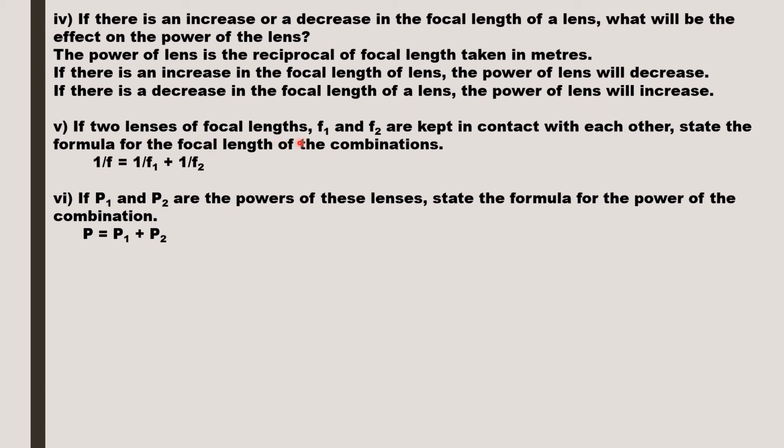If there are two lenses of focal lengths f1 and f2 and they are kept in contact with each other, state the formula for the focal length of the combination of the two lenses. In that case, the focal length of the combination of the two lenses will be 1 upon f is equal to 1 upon f1 plus 1 upon f2. Here f1 will be the focal length of the first lens and f2 will be the focal length of the second lens. Similarly, if there are two lenses which are having powers P1 and P2, then what will be the formula for the power of the combination of the two lenses? So the power of combination of the two lenses will be P is equal to P1 plus P2.